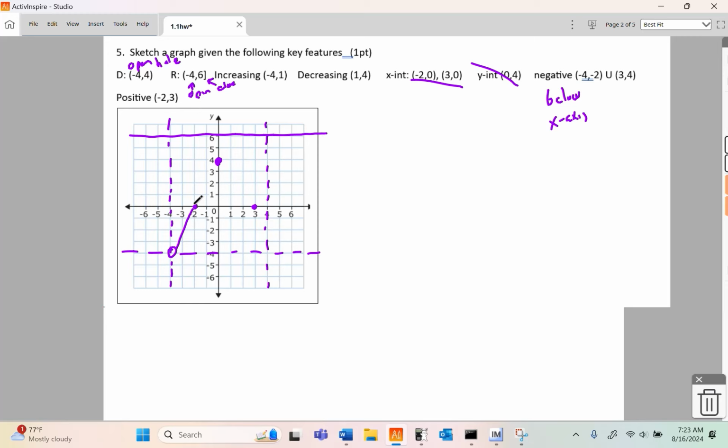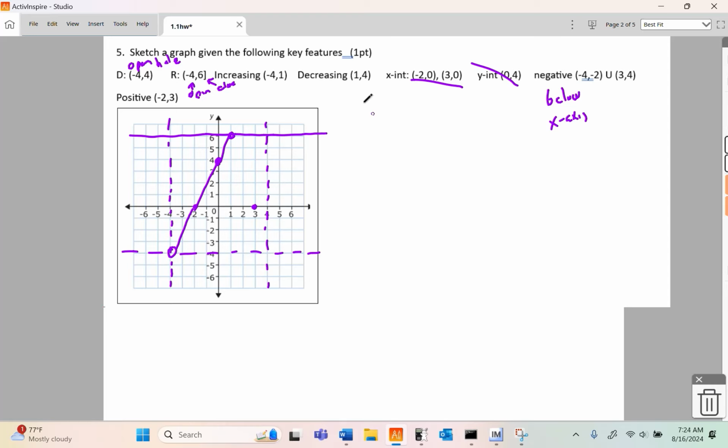And I increase until the x value hits 1. You see where it says I increase until the x value hits 1? So we're just going to go uphill. And because I have this nice solidity on the 6, I'm going to make it a little steeper so I can run into that 6. And that is increasing all the way to 1. I'm going to put a nice solid dot up there too because I had a bracket there, so I must be touching that point. I am decreasing from 1 to 4.